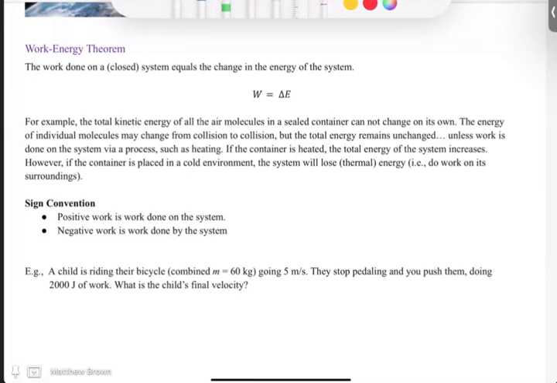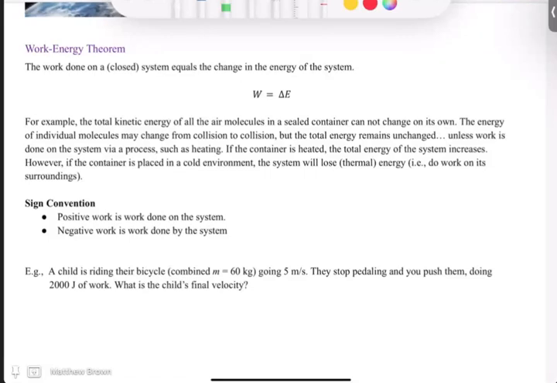So the energy of the individual molecules in this container may change from collision to collision, but the total energy of that system remains unchanged, right? When they hit, one may give the other more energy and remain relatively stationary, but nothing changes. If work is done, so maybe you heat this whole system, right, and the container is heated, the total energy of the system will increase. However, if the container is placed in a cold environment, the system would lose energy, right? So in that case, you could say the system would be doing work on its surroundings, right? It would be giving energy to the surroundings by heating the molecules around them.